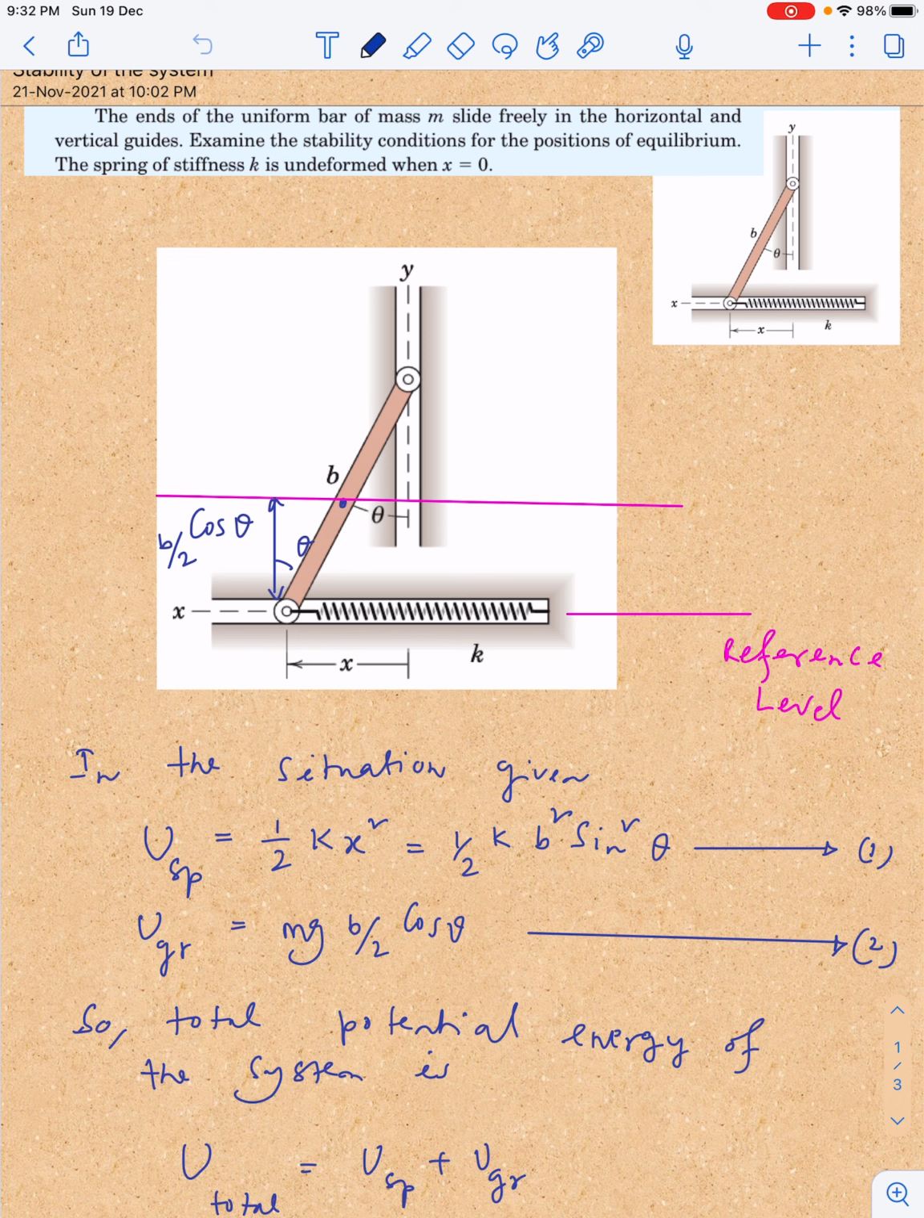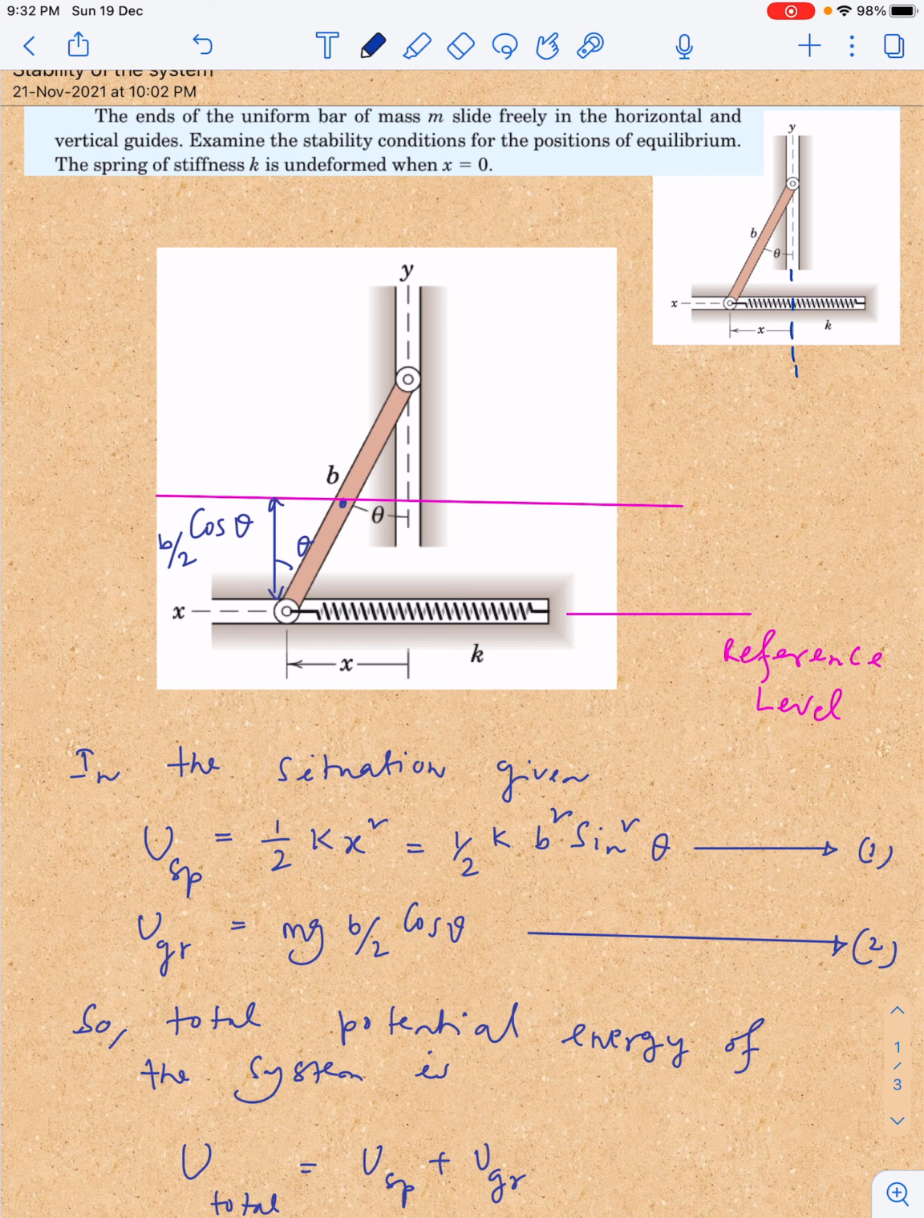So, here the question says that the ends of the uniform bar of mass m slide freely in the horizontal and vertical guides. Examine the stability conditions for the positions of equilibrium. The spring of stiffness K is undeformed at x equal to 0. No problem. So at this particular position, the spring is said to be undeformed, and we have to check the condition of equilibrium.